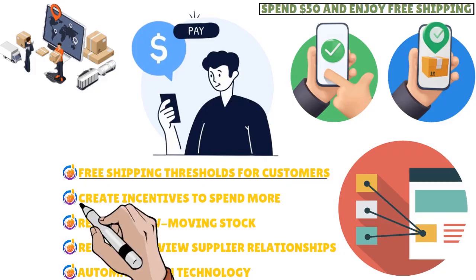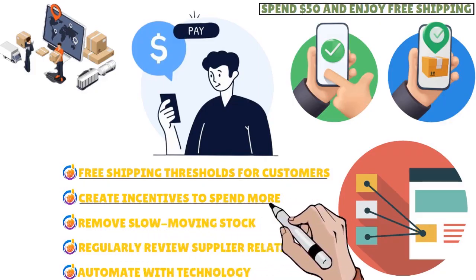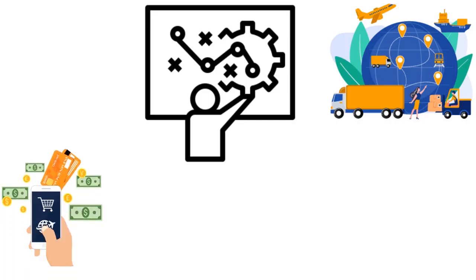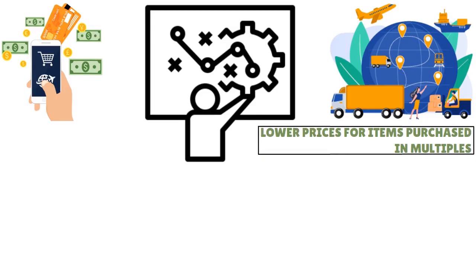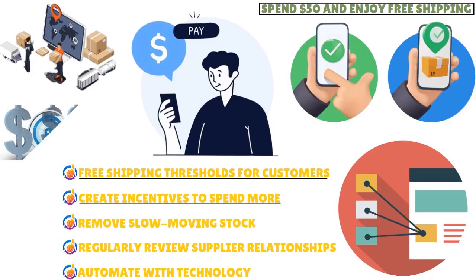You also want to think about creating incentives to spend more. You can encourage end consumers to spend more with incentives like lower prices for items purchased in multiples, or create product bundles to increase average order values. This strategy of reducing the per item price if the customer buys more is one way to move inventory faster.